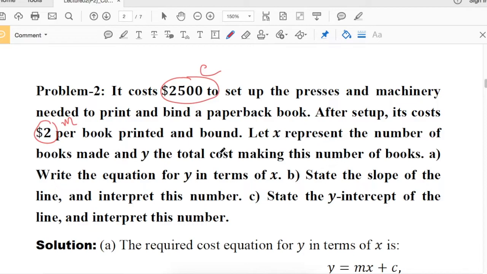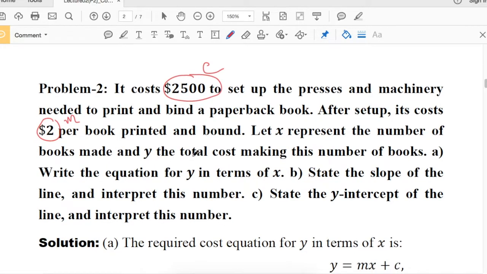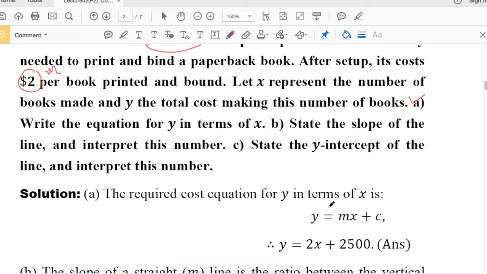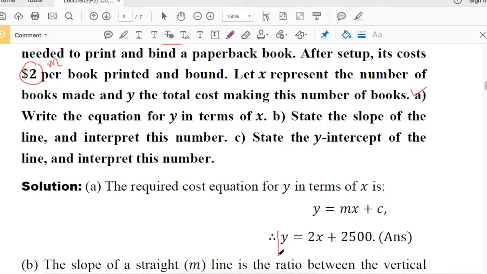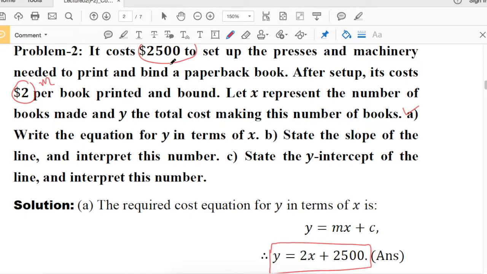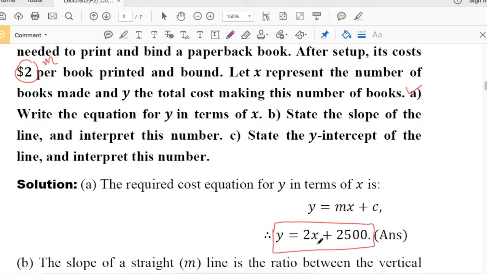And X represents the number of books made, and Y the total cost making this number of books. A says write down the equation for Y in terms of X. So equation for Y in terms of X will be this: Y equal to 2x plus, because 2 is the M and C is this 2500. So this is your fixed cost. And B, state the slope of the line. So the slope of the line is 2. This is the slope of this line.